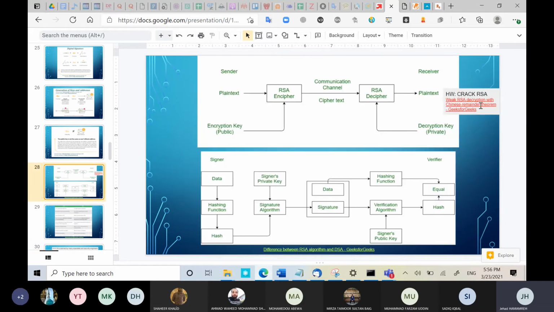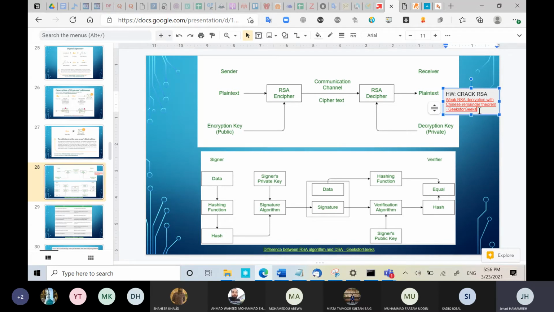This is another homework I'm putting here in this slide. I forgot to talk about it. I just remembered it when I read the statement that you can break these techniques. This homework teaches you how to break an RSA algorithm.